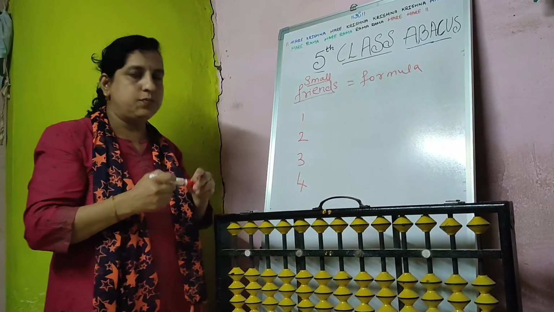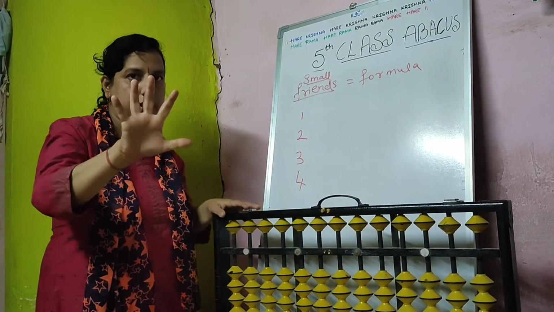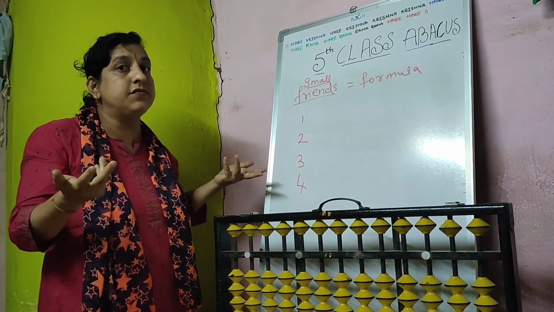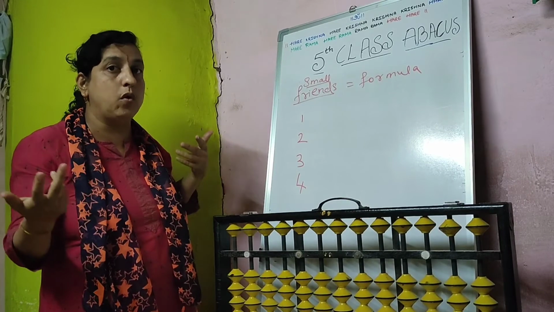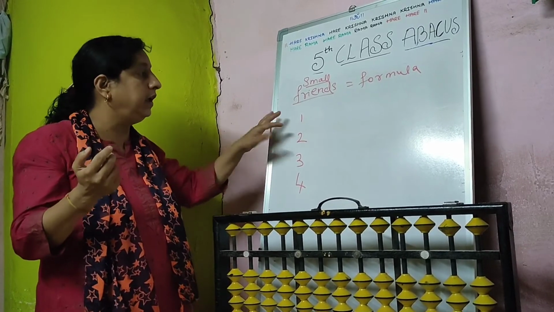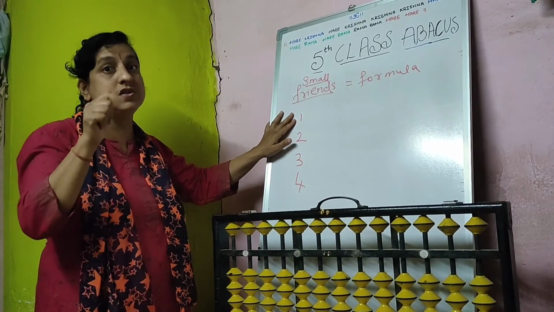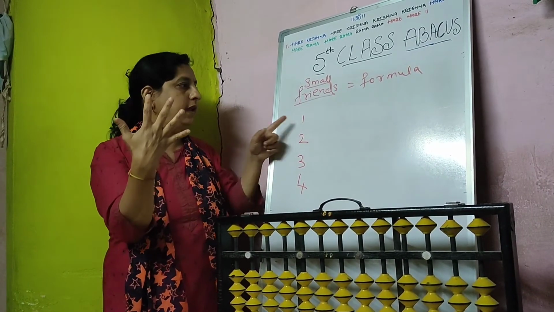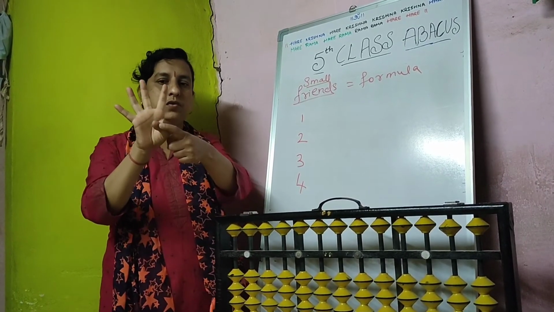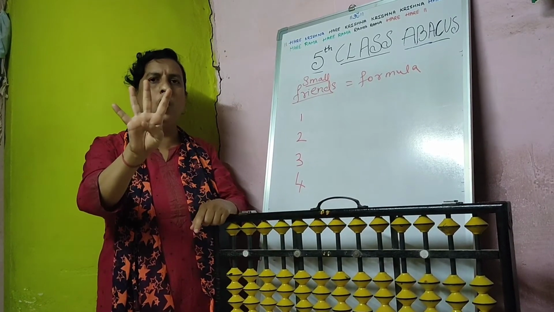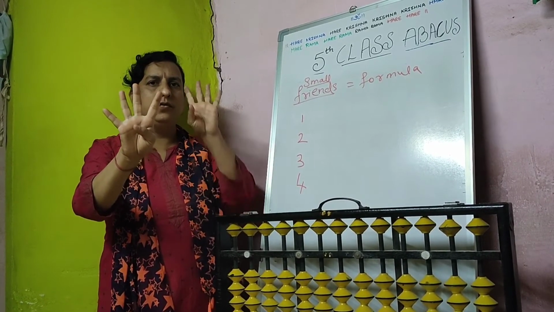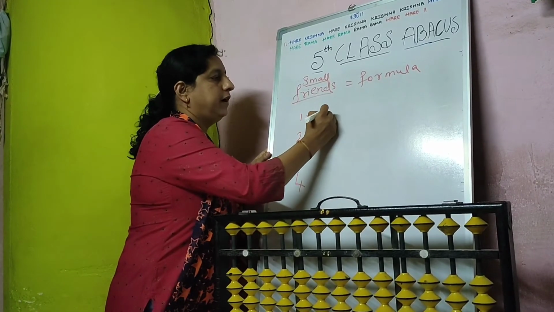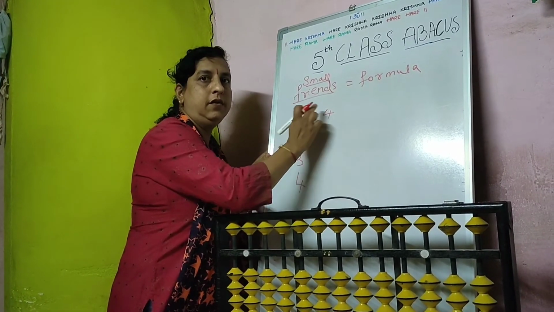For small friends, you have to open your 5 fingers. First, one's friend we don't know. We know Riya's friend is Arya, Atharva's friend is Amog, Sheila's friend is Meghna, but here we don't know who one's friend is. So how to know that? Open your 5 fingers, then close 1 finger. How many fingers are open here? 4, isn't it? So one's friend is 4.